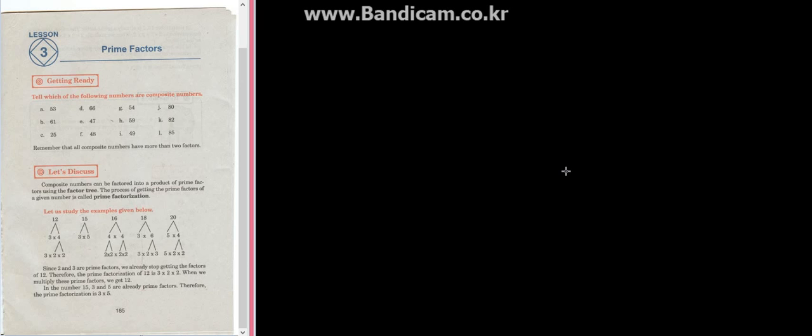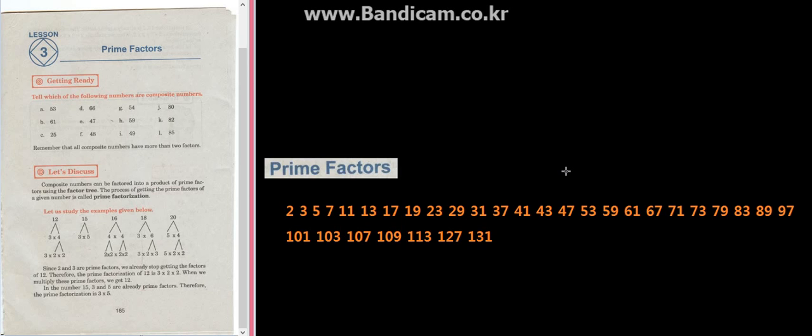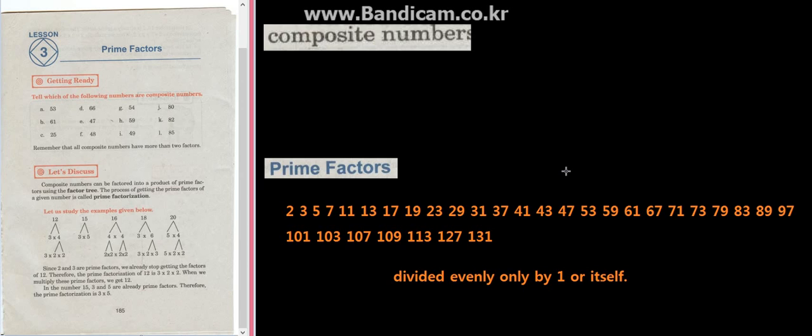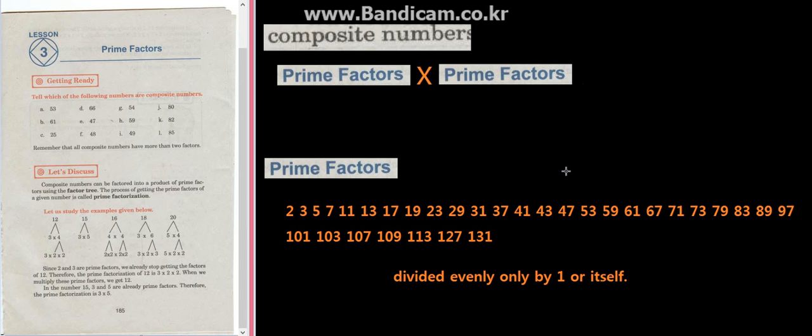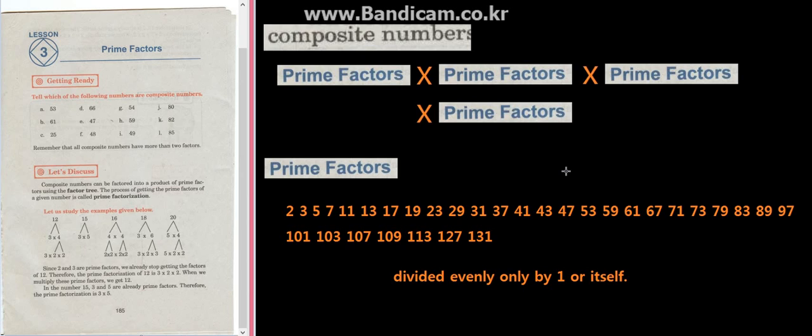So let's get started. Before we get ready, let's talk about what prime factors are. Prime numbers are numbers that can be divided evenly only by 1 or by the number itself, while a composite number is a number that can be made by multiplying numbers other than 1, so it should have at least 2 prime factors multiplied together.